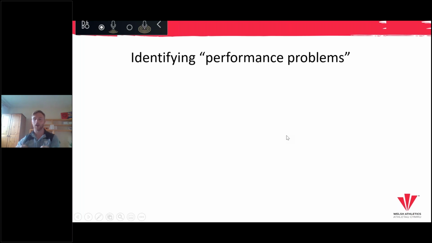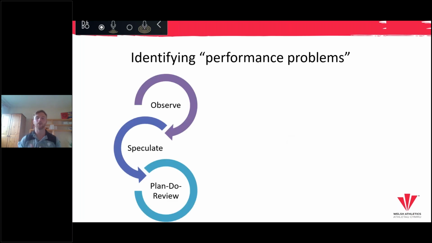And of course, there's a process that you can go through to try and identify these things. So: observe, speculate, plan, do and review. If I go through those in a bit more depth, in the observation phase, you're asking yourself this question: what am I seeing, both in the event and in general?